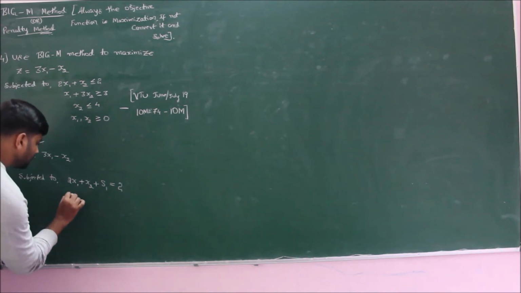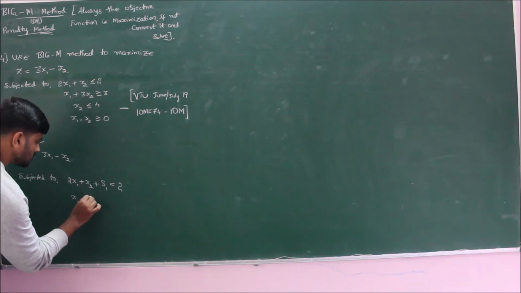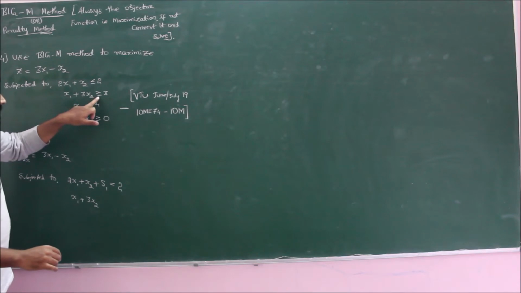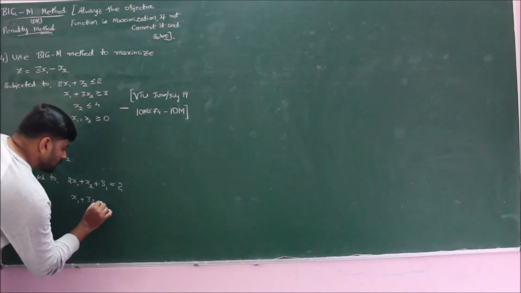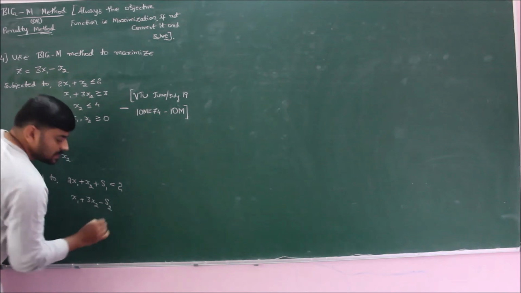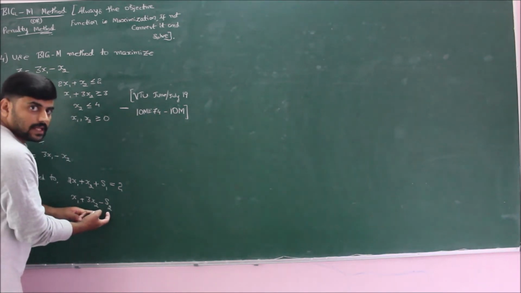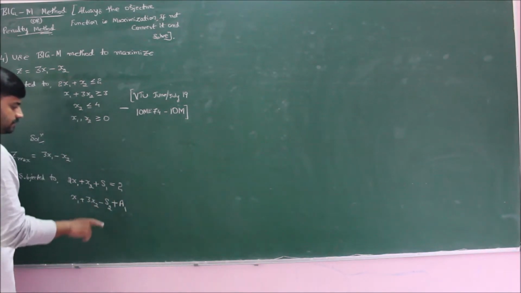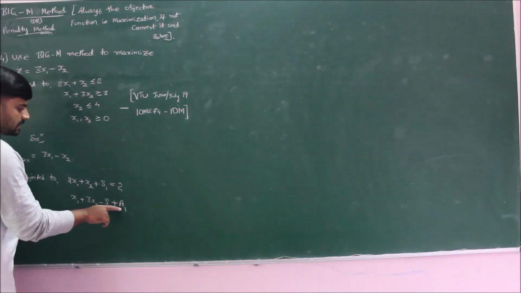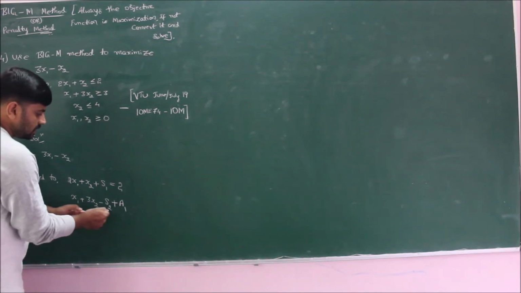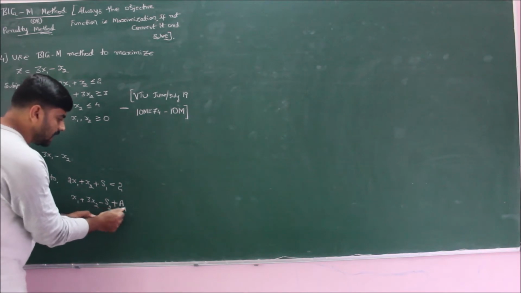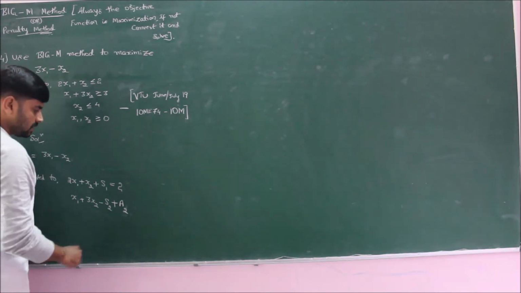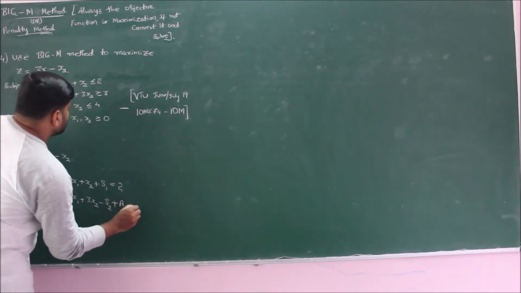Coming to the second constraint, we have x1 plus 3x2 greater than or equal to 3. Since it is greater than or equal to, I should subtract. Since I am subtracting, I will be using the surplus. Whenever you use a surplus variable, you should introduce an artificial variable along with it. So it is minus s2 plus a1. To avoid confusion, since the surplus is s2, let us take the artificial as a2, which is equal to 3.